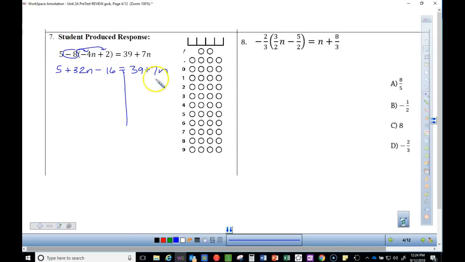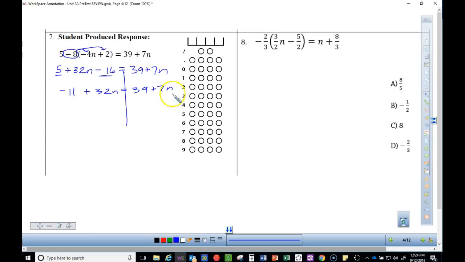All right, no like terms on this side, but over here I do. I have 5 and I have negative 16. When I'm combining like terms on one side, I do not do opposites. I just do what they say. So 5 minus 16, definitely going to get a negative number, right? That should be negative 11 plus 32n equals 39 plus 7n.